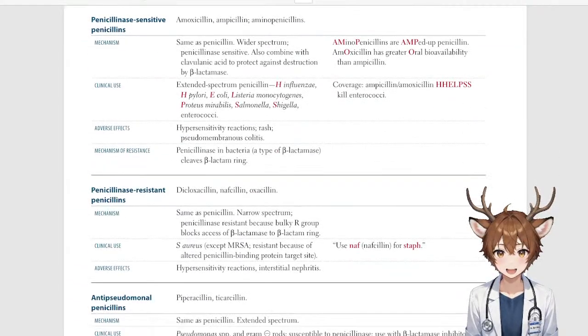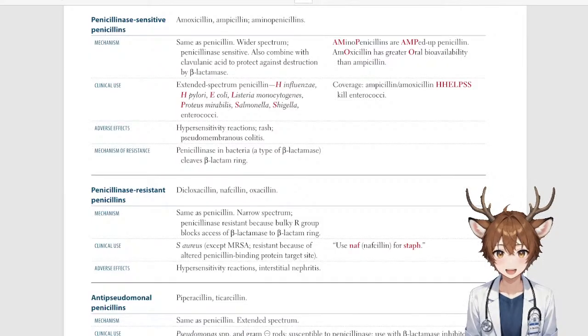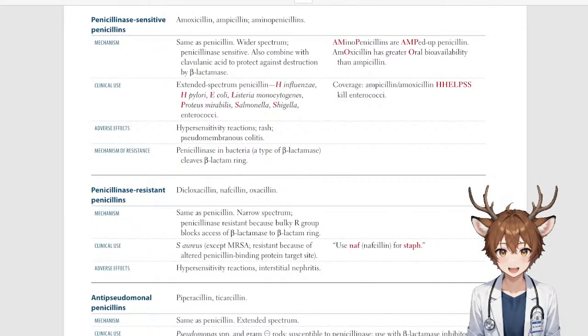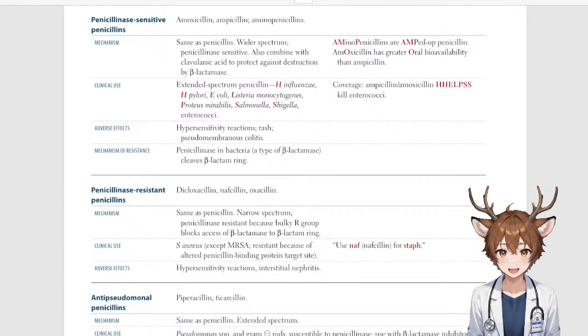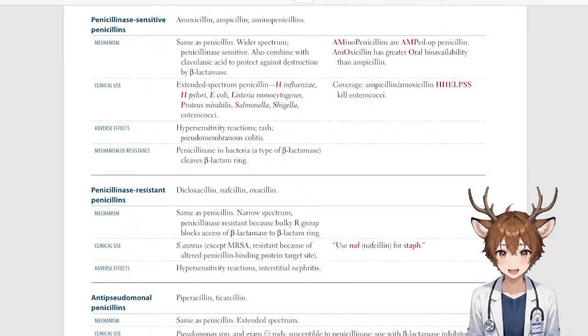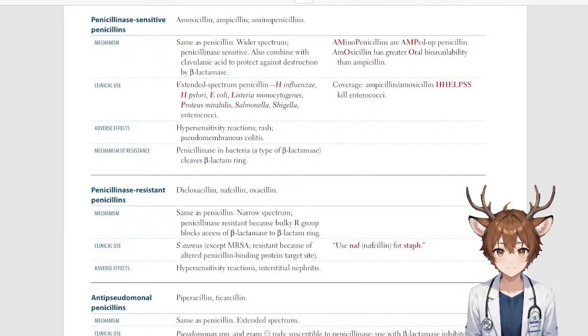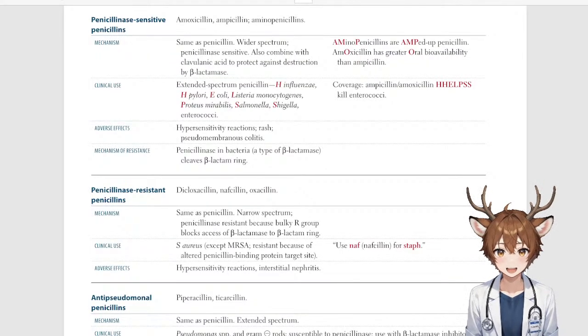What about penicillinase-sensitive penicillins? Let's talk about it. Amoxicillin, ampicillin, aminopenicillins. Mechanism: same as penicillin, wider spectrum, penicillinase sensitive, also combined with clavulanic acid to protect against destruction by beta-lactamase. Aminopenicillins are amped up penicillin. Amoxicillin has a greater oral bioavailability than ampicillin. Clinical use: extended spectrum penicillin, H. influenzae, H. pylori, E. coli, enterococci, Listeria monocytogenes, Proteus mirabilis, Salmonella, Shigella. Ampicillin/amoxicillin helps kill enterococci.